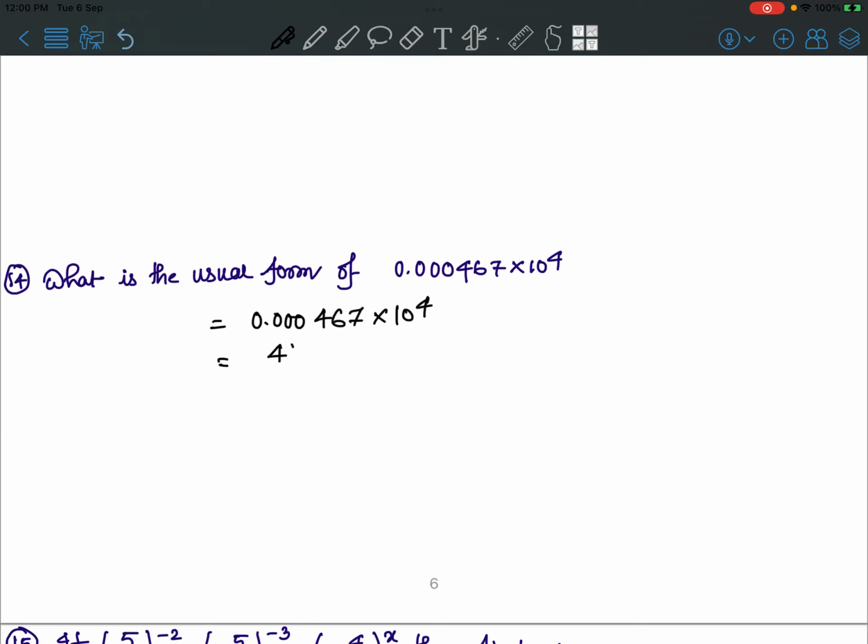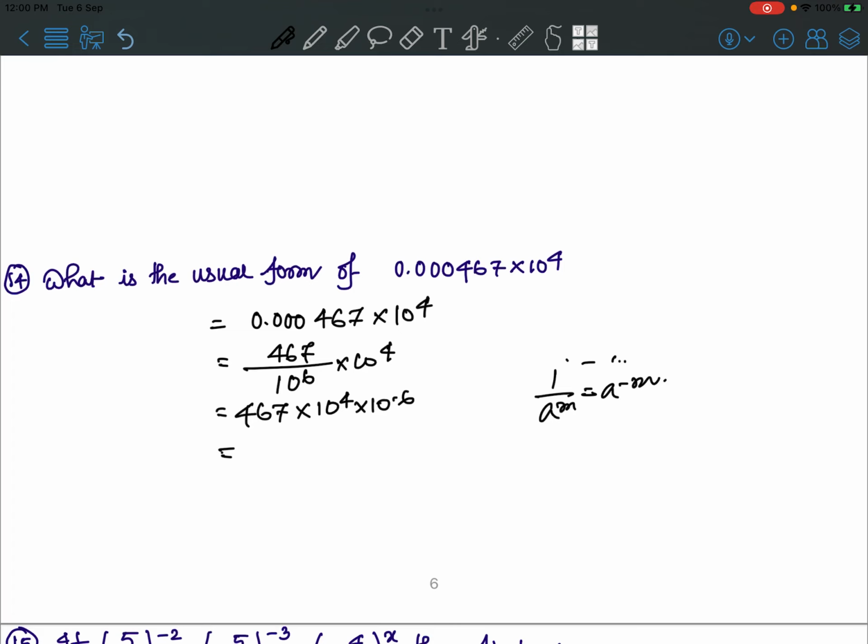So we can write 0.000467 as 467 divided by 10 to the power 6, into 10 to the power 4. Why 10 to the power 6? Because after the point we are getting 6 places. That is why I am writing 0.000467 equals 467 divided by 10 to the power 6. Now we can write it as 10 to the power 4 into 10 to the power minus 6. That is again the formula of reciprocals, 1 by a to the power m equals a to the power minus m.